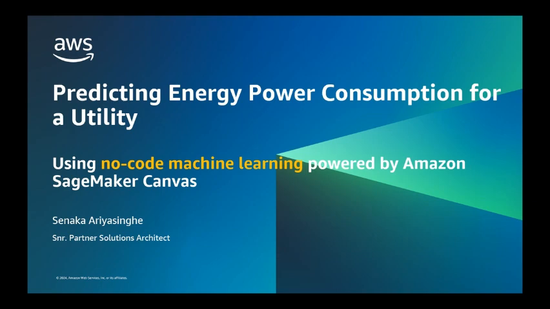Today, I will be demonstrating how to develop a machine learning model to predict household energy consumption using the Amazon SageMaker Canvas service without writing a single line of code.